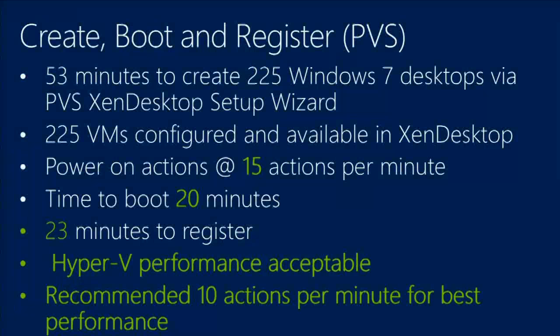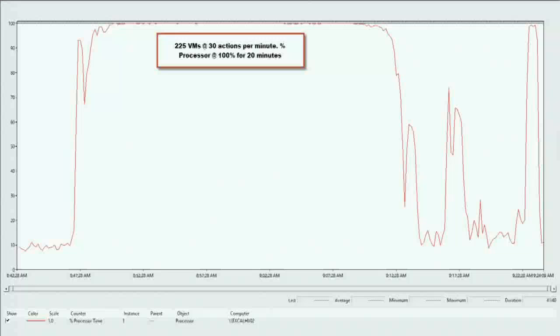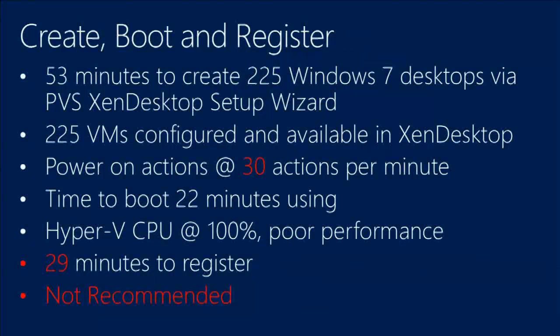But what's it look like if I drop it down a little bit? Same test, 53 minutes to create 225 desktops, 15 actions per minute. If you notice something here, when I built these at 15 actions per minute, it took me 20 minutes to boot and 23 minutes to register, even though I did it at a slower time. And if I go back a slide, it took me 29 minutes to register. So it's longer to register because I was more aggressive when I booted all these desktops on.